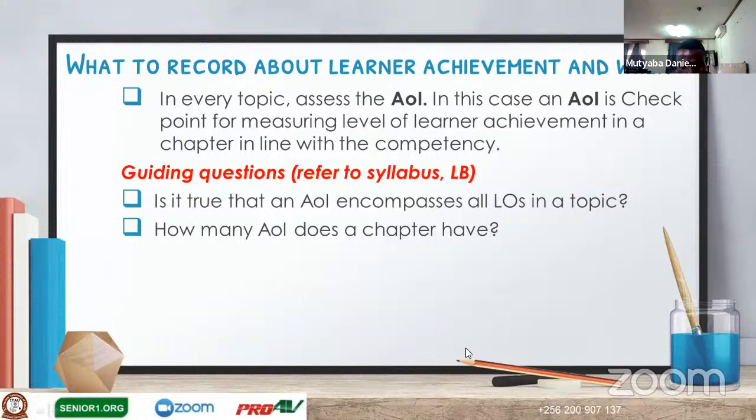I'm asking Rashida Edris. Rashida, can you hear me? Yes, I can. How many activities of integration does the chapter have? One. Great. Should be one.